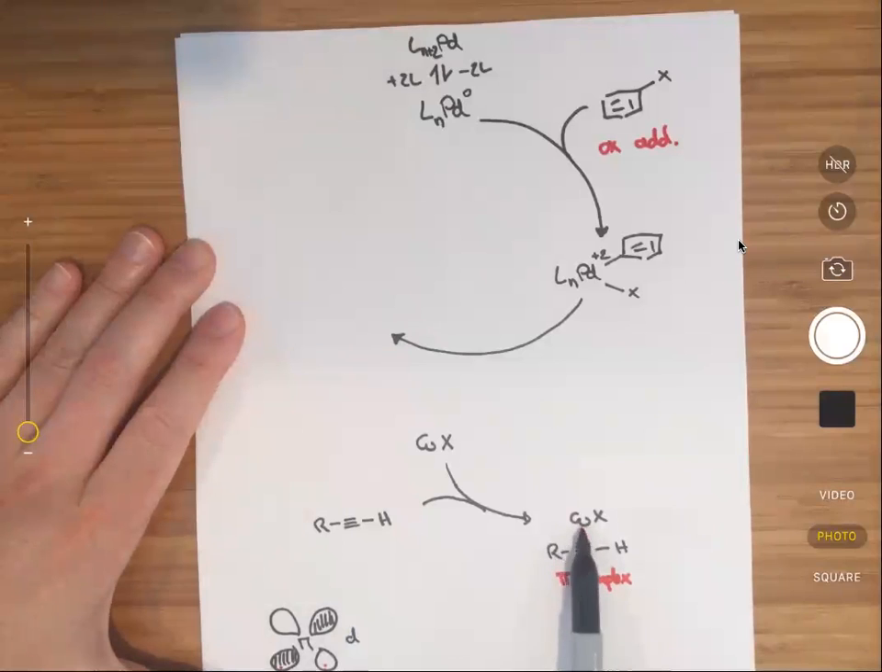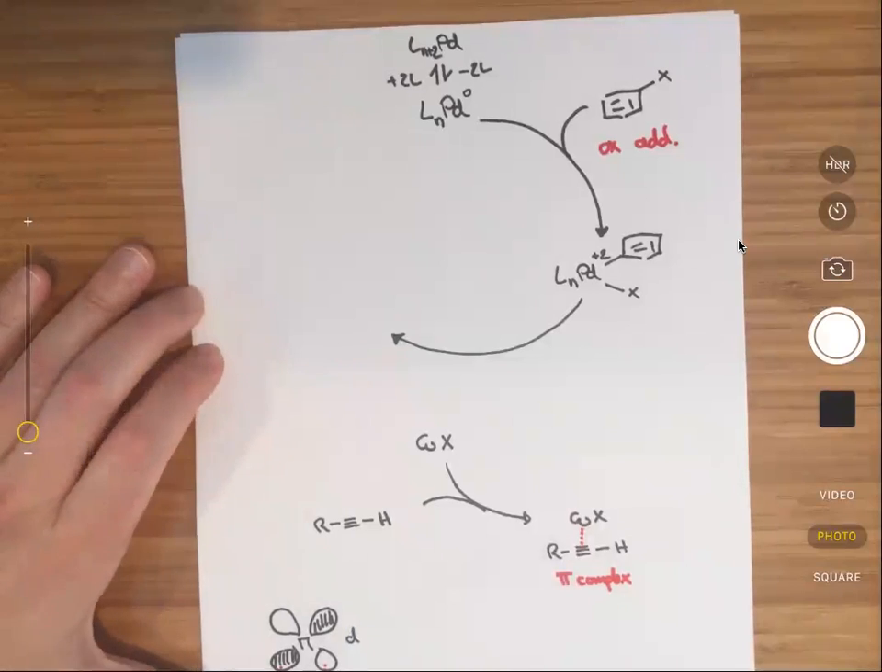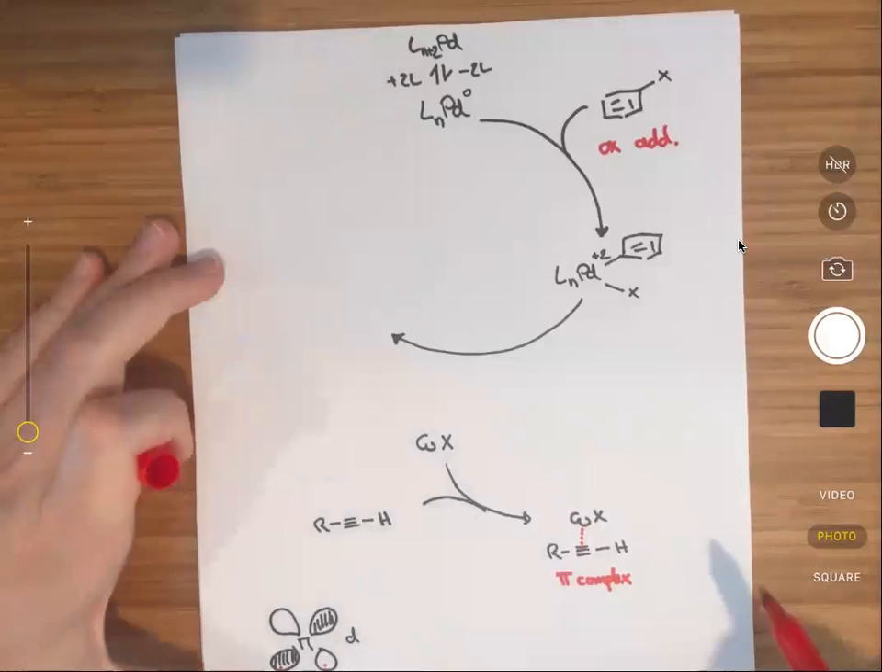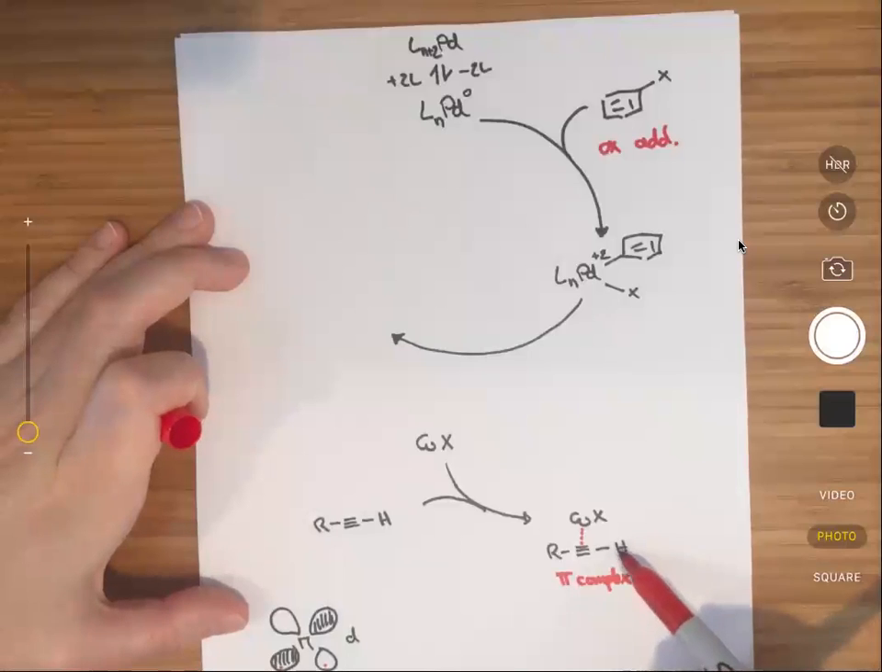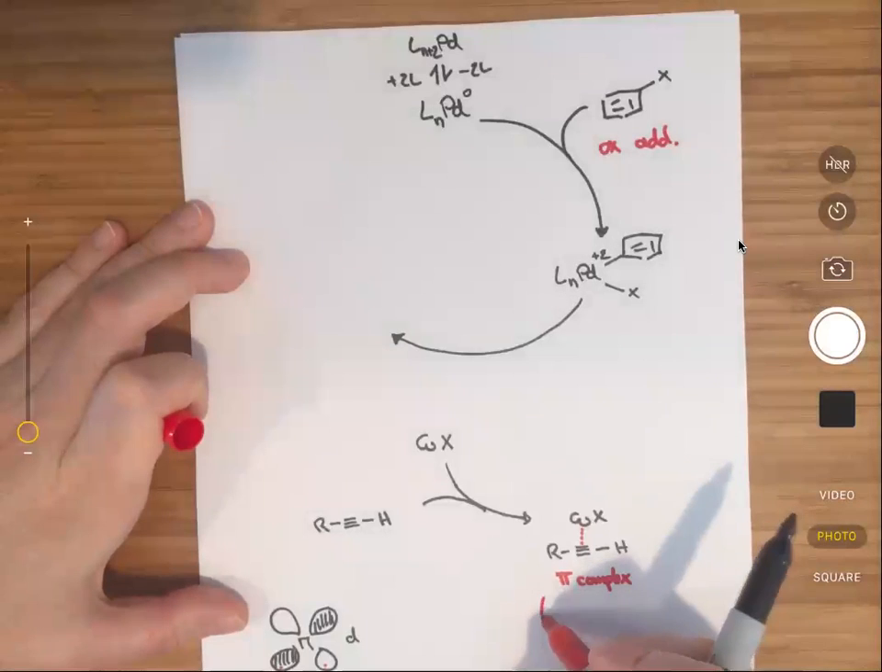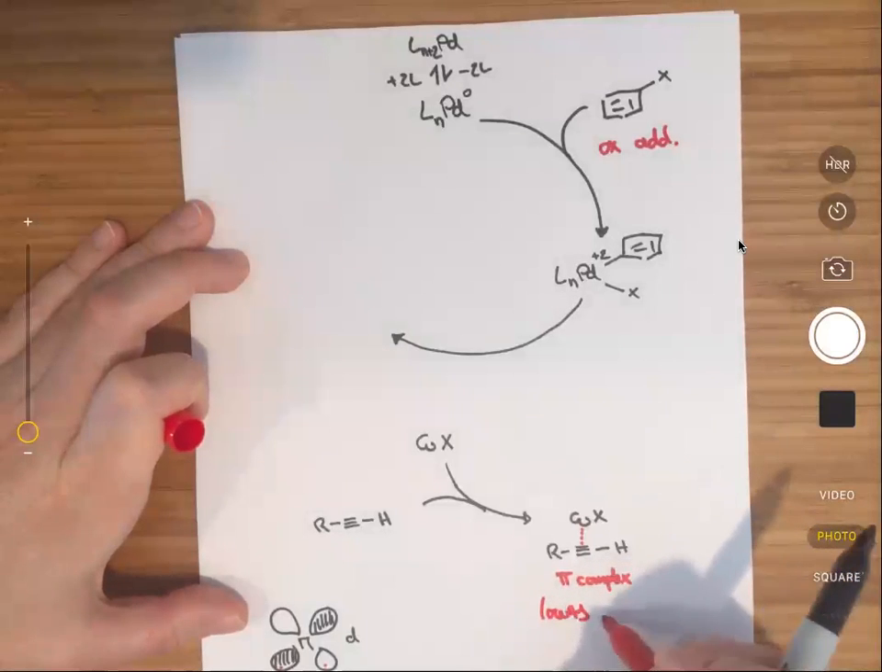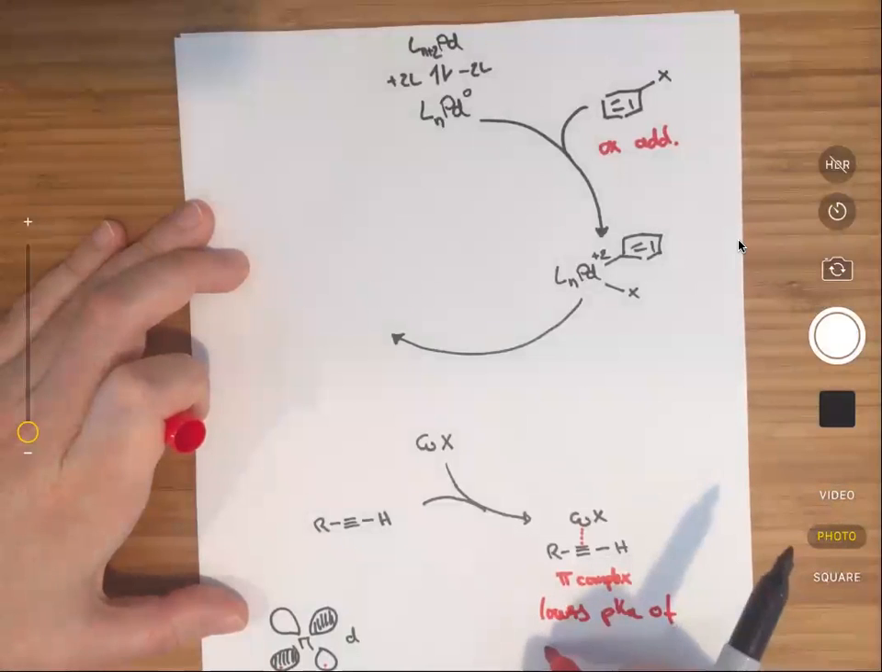It's a coordination of the copper to this pi system. Now the effect that it has is what we are actually after, because it lowers the pKa of this hydrogen, or increases the acidity. So it lowers the pKa of the terminal alkyne.